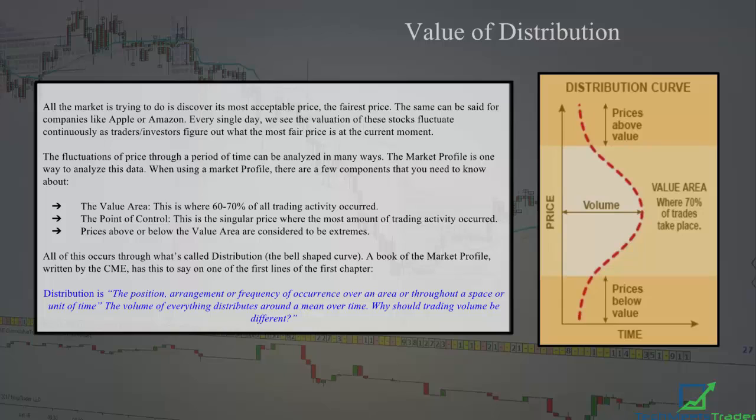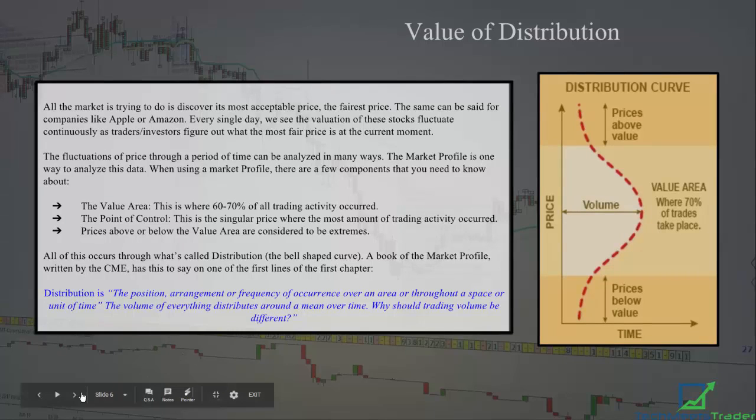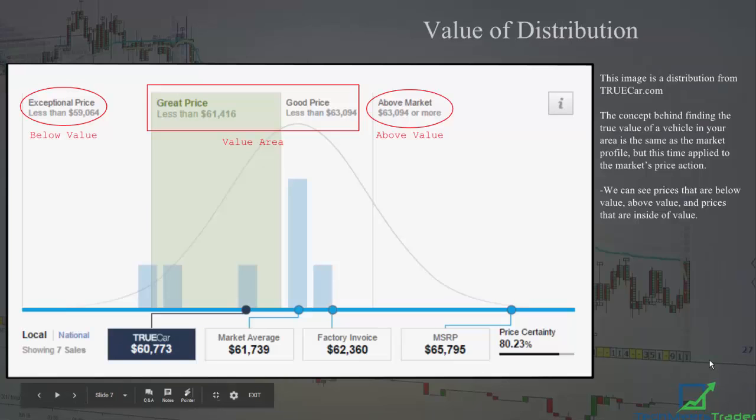Looking at the image to the right of the text, we can see a bell-shaped curve where price is vertical and time is horizontal. We can also see where 70% of all trades have taken place, which is the value area, and we could also see prices above value and prices below value. Sticking to the topic of the value of distribution, here's a fantastic real-life example of how distribution is used.